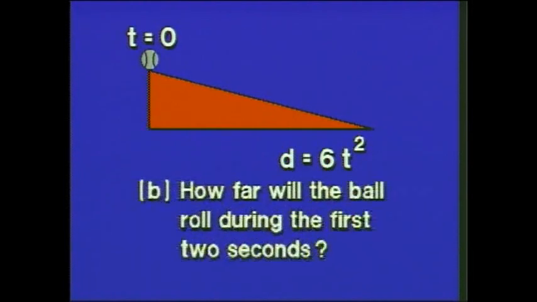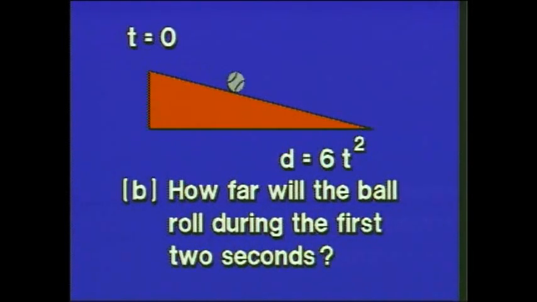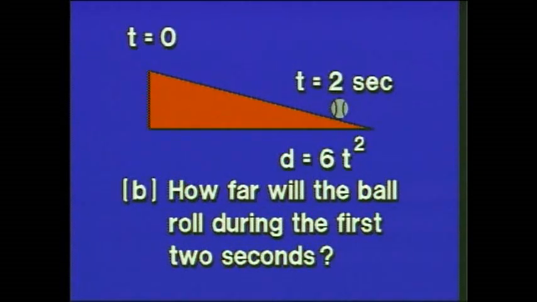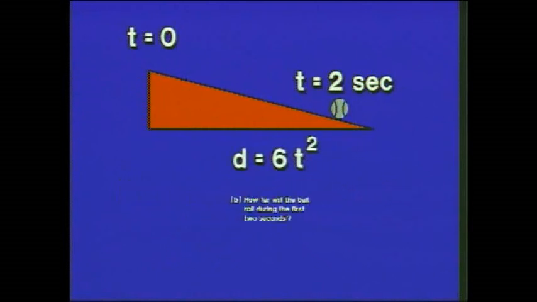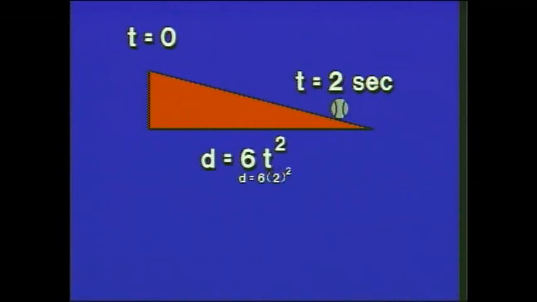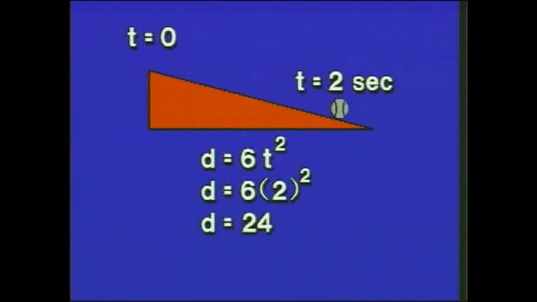The next part of the problem says to find how far the ball will roll during the first 2 seconds. Well, in order to discover this, of course, we use the relationship that we just developed. And in this equation, we replace t with 2. Of course, 6 times 4 is 24. We're talking 24 feet here. So we know that the ball will roll 24 feet in 2 seconds.